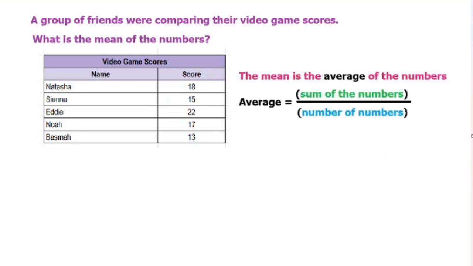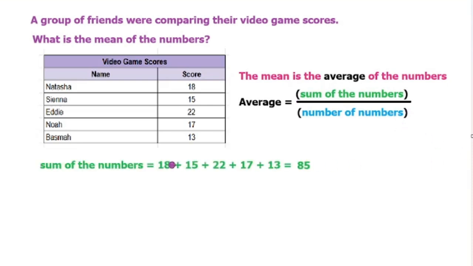And what is the mean? So the mean is also the average of the numbers. And the average is calculated using the sum of the numbers divided by the number of numbers.